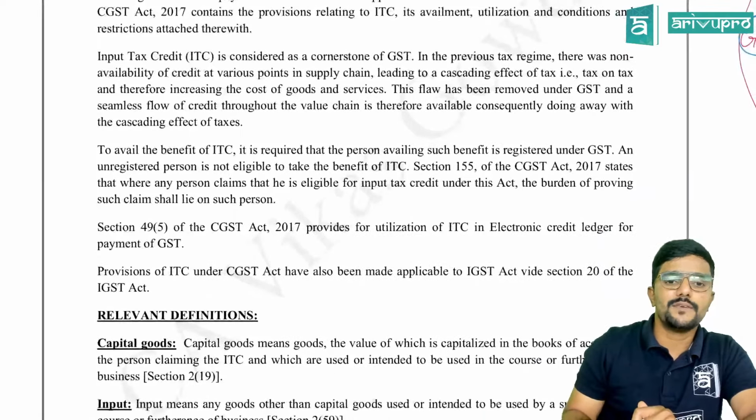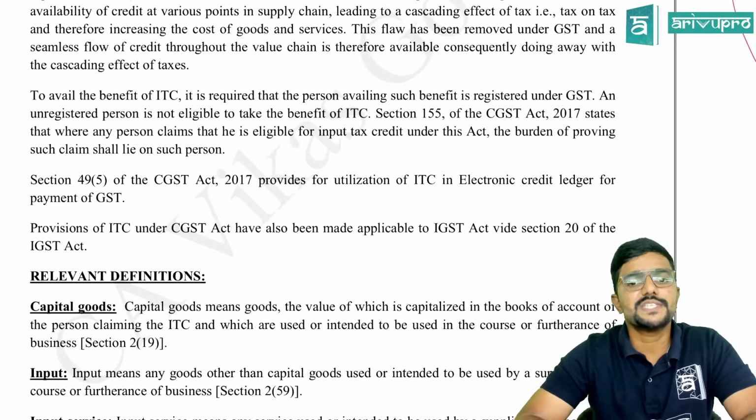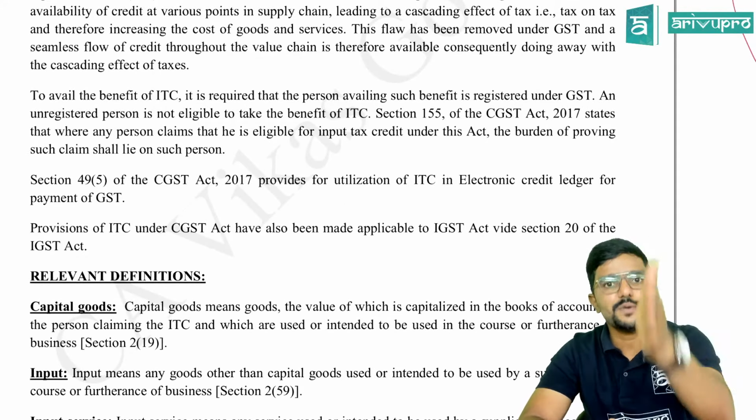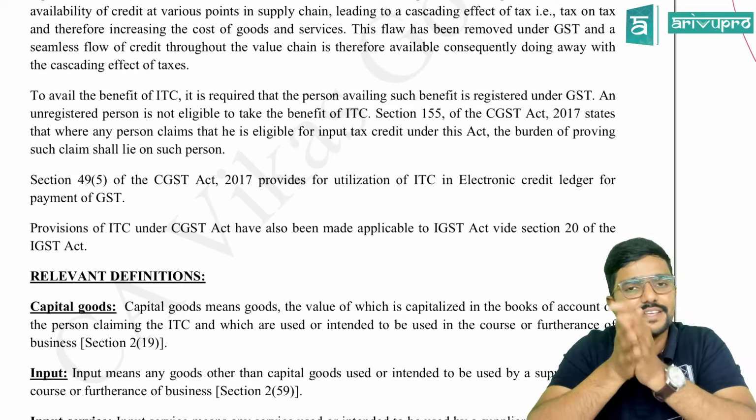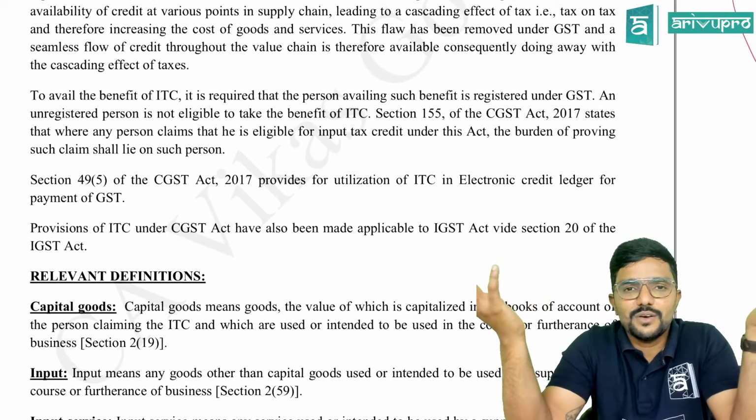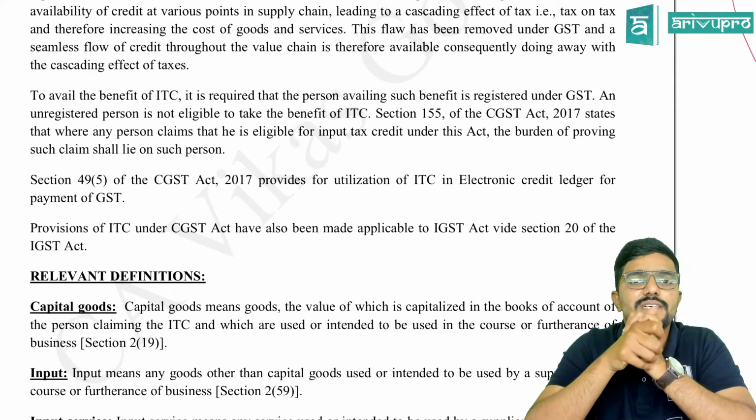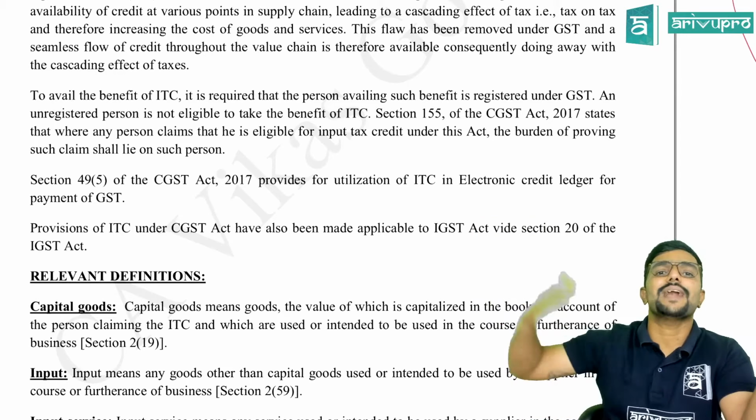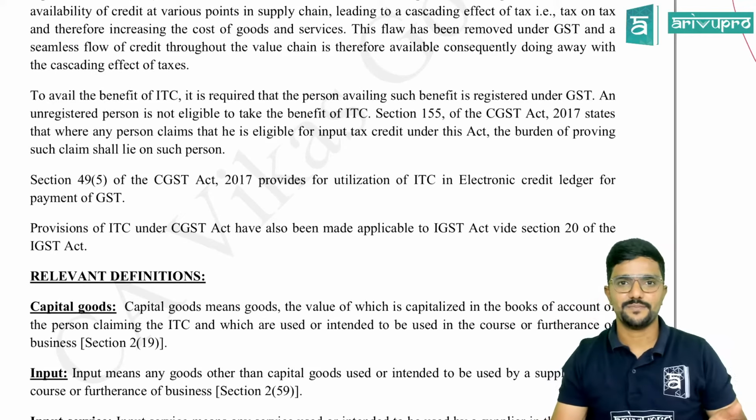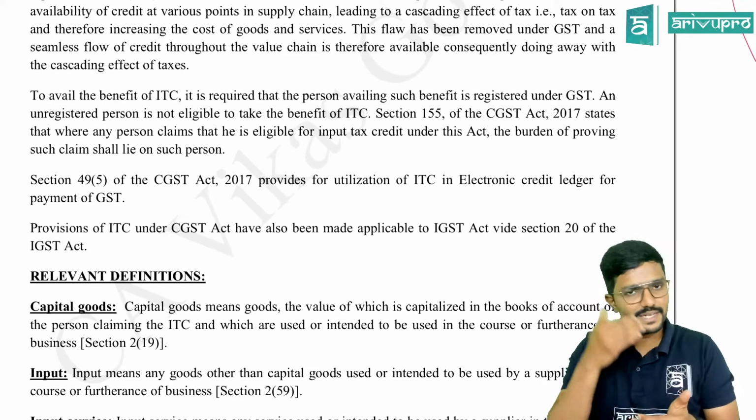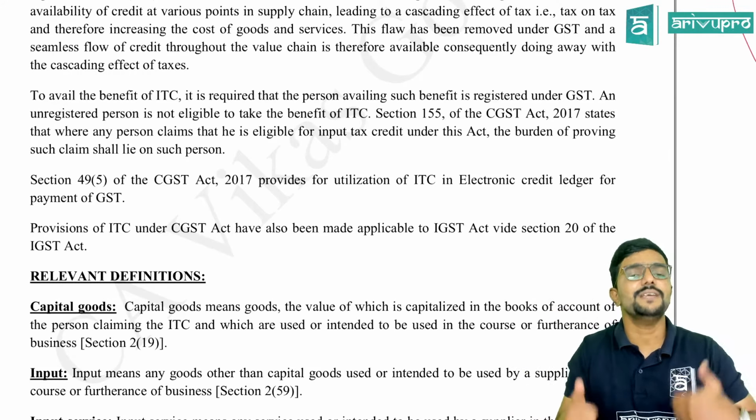To avail the benefit of ITC, it is required that the person availing such benefit is registered under GST. Means the recipient who wants to claim credit should be registered under GST. And obviously, see, if you and I are only purchasing goods or services, we will never be registered under GST. When will a person be registered under GST? When he is providing some supply, some outward supply. For that, he is taking some inward supply. So in that case, the recipient, whoever has taken inward supply, is also providing outward supply, is also a supplier. Only then will he be registered under GST.